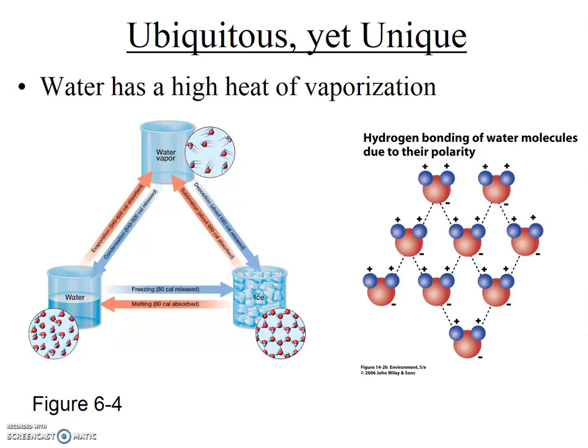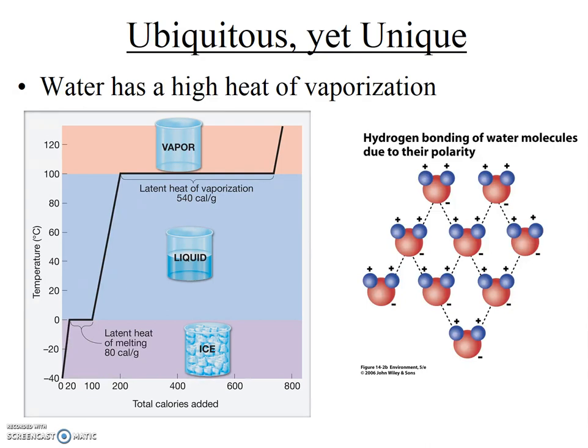When water recondenses back to the liquid state, this energy is released. This storing and releasing of energy during evaporation and condensation leads to cooling and heating in the Earth's system. So because of the hydrogen bonds, water has a high heat of vaporization. It takes a lot of energy to get water to go from the liquid to the vapor state. We can see that in this diagram as well. Here's the total number of calories needed to go from ice to liquid and to go from a liquid to a vapor.